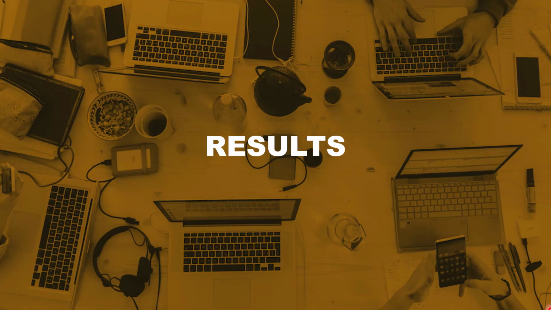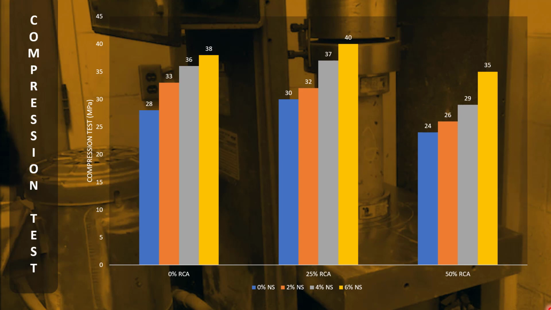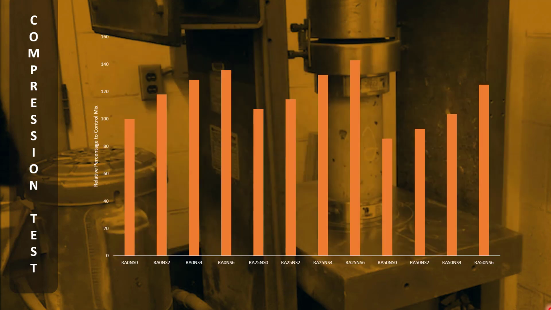Finally, the results of compression test after 28 days for each mix are shown above. For better understanding, let's move on to the chart. As you can see, increase in Nano-Silica resulted in more compressive strength, however. With 0% of RCA, 2% of Nano-Silica showed the greatest increase. For 25% of RCA, the greatest increase was at 4%. Using 50% of RCA showed a negative effect on properties of concrete. You can also view the relative percentages with respect to the control mix.